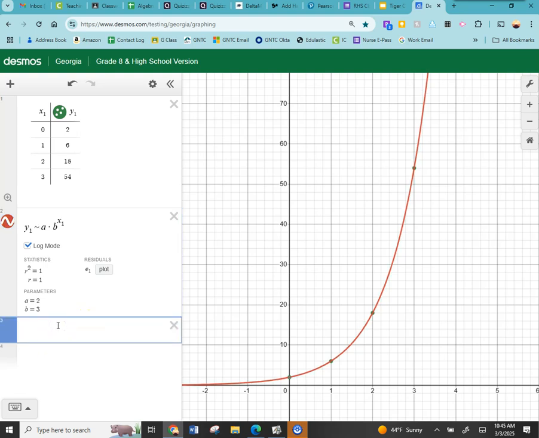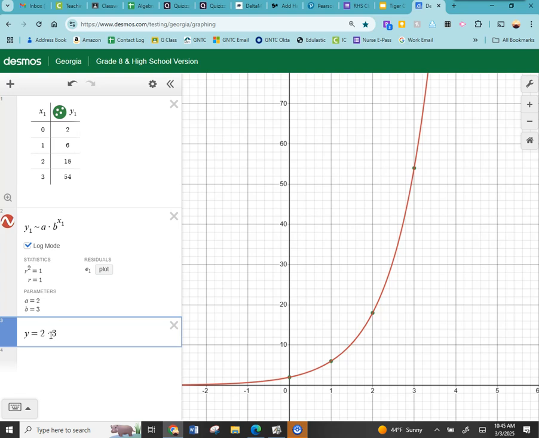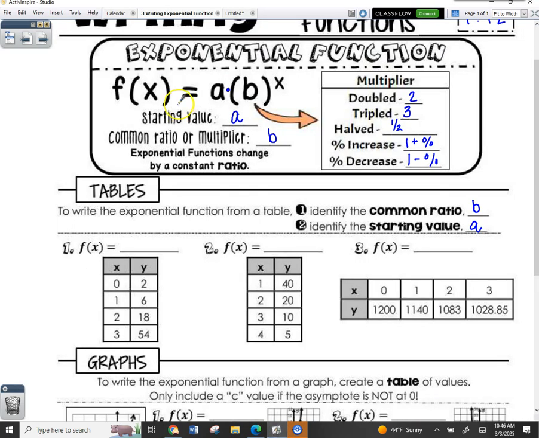Now, let's check our answers. Come down here, and let's graph the equation where A is 2 and B is 3, and let's see if it overlaps this graph. Here we go. Y equals 2 times 3 to the x. Bam. So that's the equation of the curve that fits that table. Please put it on your paper. Y equals, or f of x equals 2 times 3 to the x power.